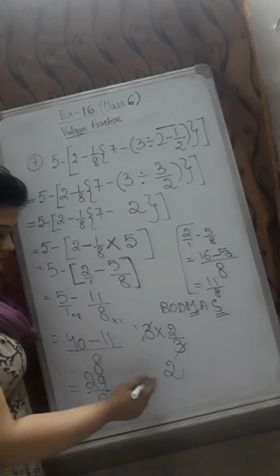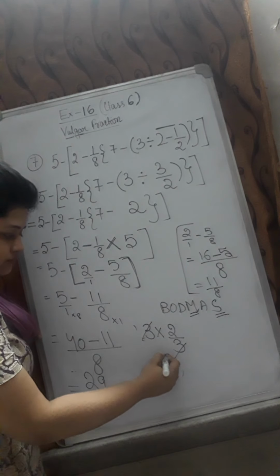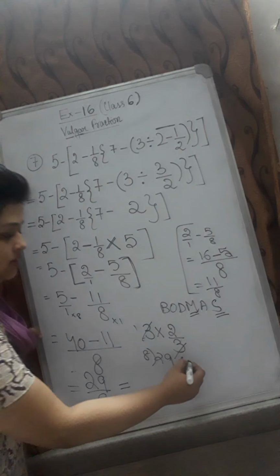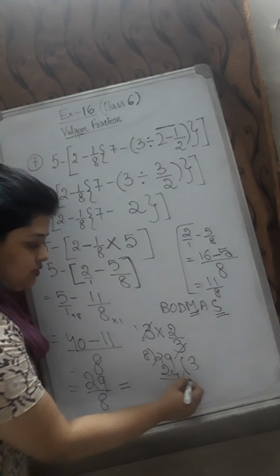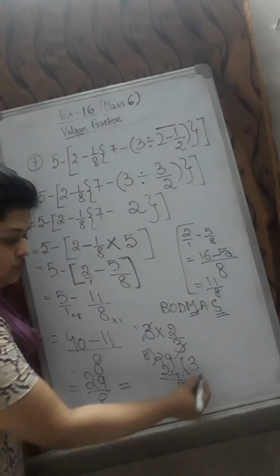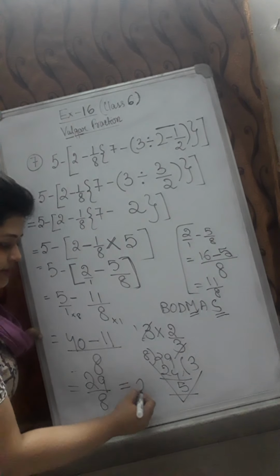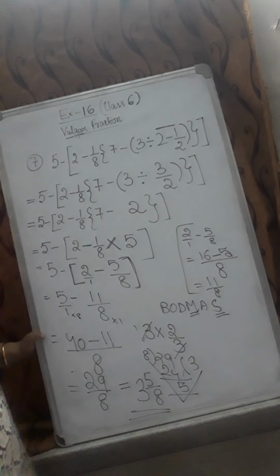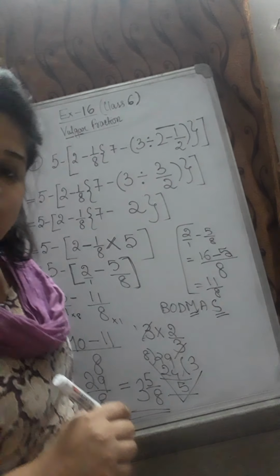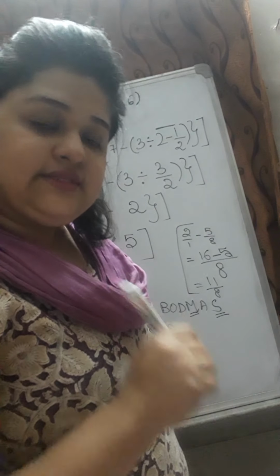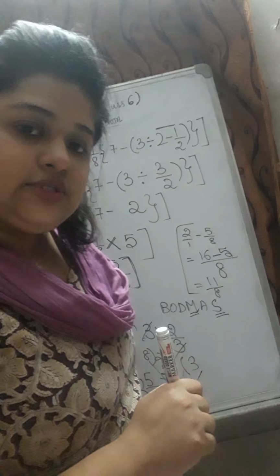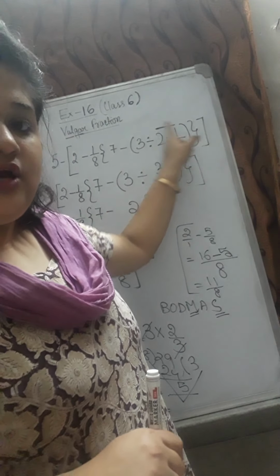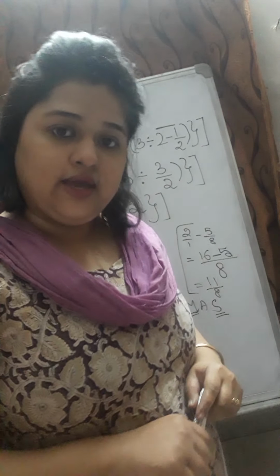So it will be 8 3s are 24, 5 is left. So 3 5 by 8 is the mixed fraction, and this is the answer of the simplification. So in this way you have to do the exercise sums, and only those sums where you can see in the simplification there is a bar bracket or a straight line at the top of the numbers.